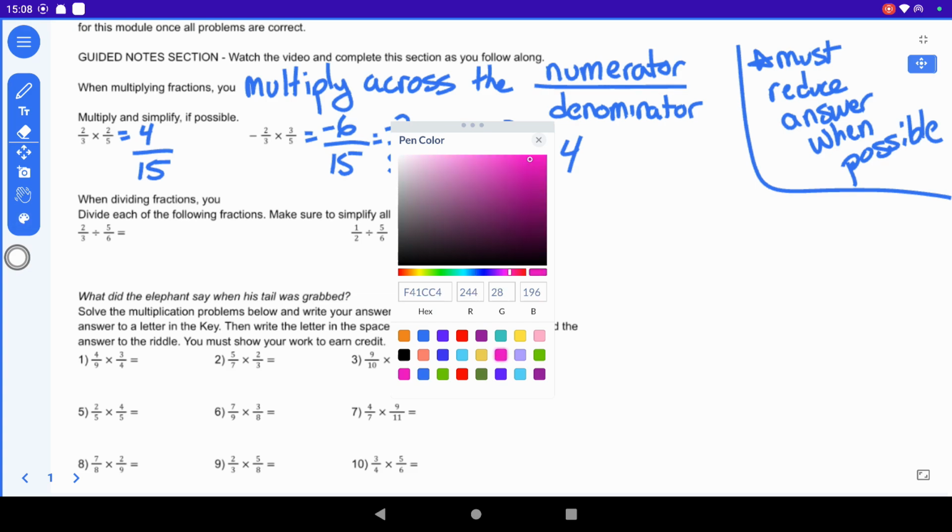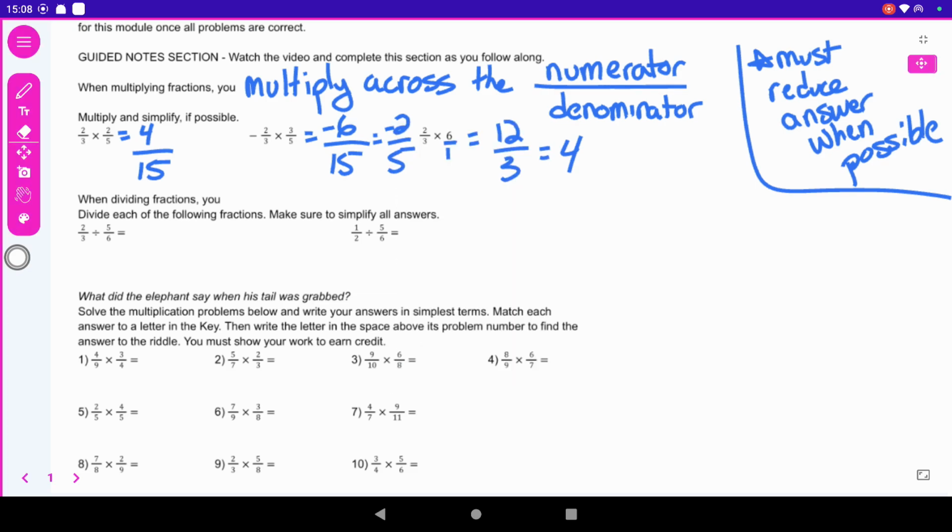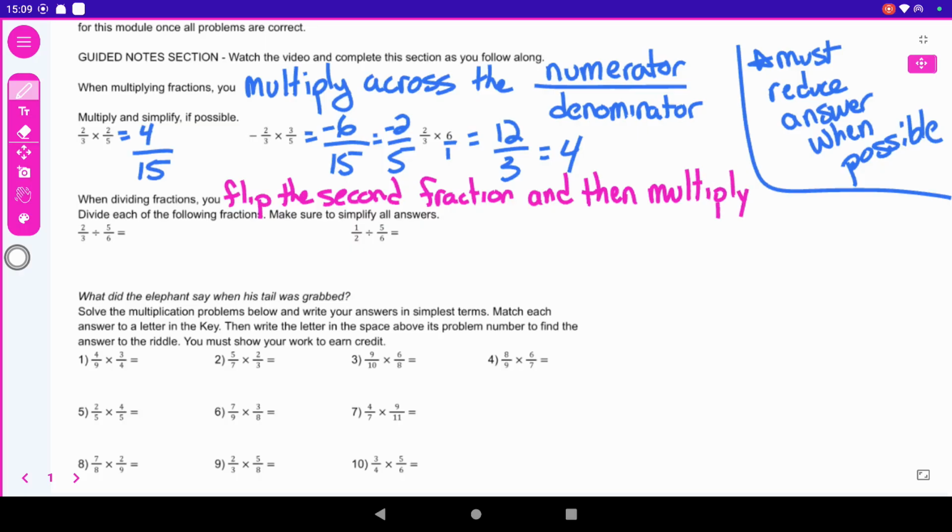When we get to dividing, when dividing fractions, you flip the second fraction and then multiply. So you hear the phrase flip and multiply. That's what we're talking about. So when we have 2 thirds divided by 5/6, we're always going to flip the second one after the divided by symbol. So this becomes 2 thirds times 6 over 5.